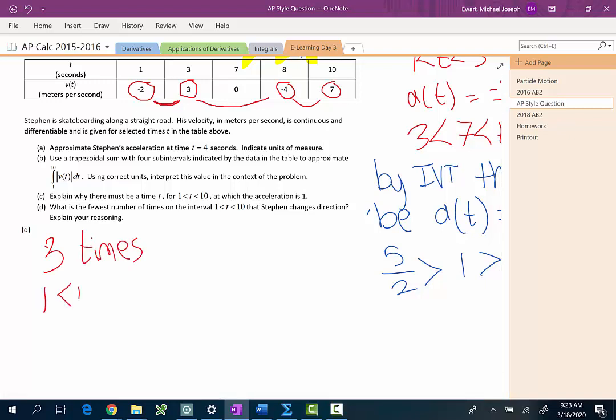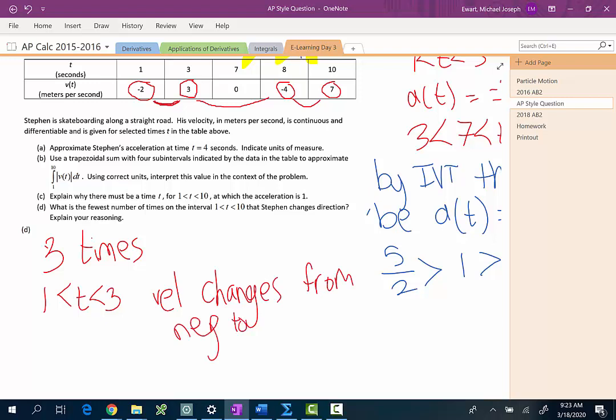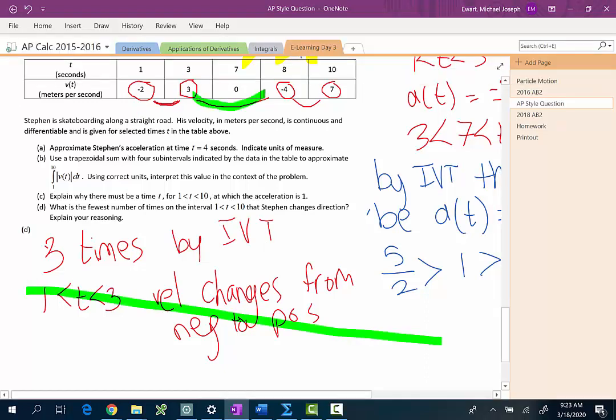From 1 less than t less than 3, velocity changes from negative to positive. And maybe we could add in, by IVT. I'm not going to write all of them. You would just do the same thing I did here. From 1 to 3, you'll do that, and then you'll repeat it again between 3 and 8, and again between 8 and 10. You just rewrite it.